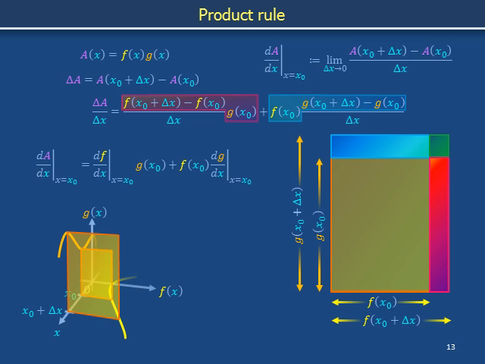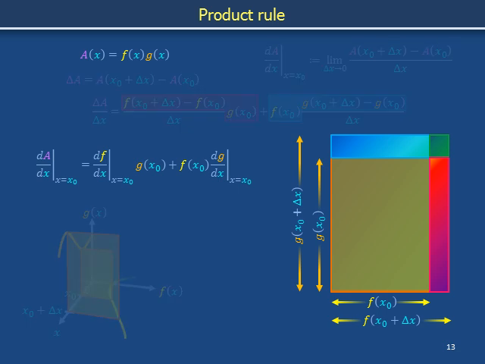Thus, dA/dx at x equals x naught equals df/dx at x equals x naught times g of x naught plus f of x naught times dg/dx at x equals x naught. This is the product rule, which we memorize using the mnemonic: derivative of first times second equals derivative of the first times the second plus the first times derivative of the second.